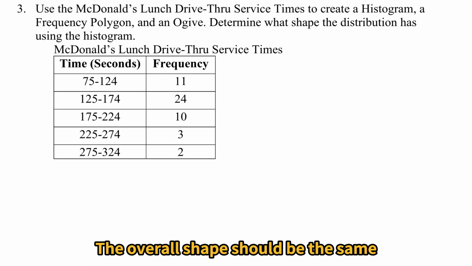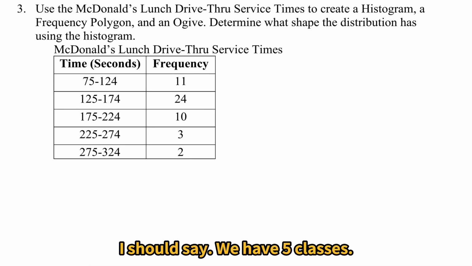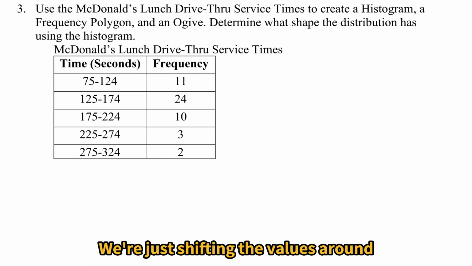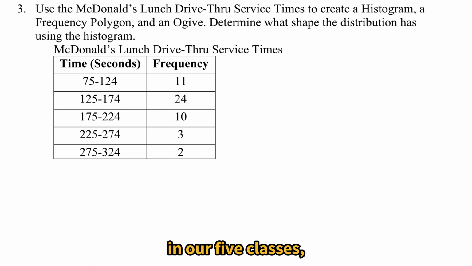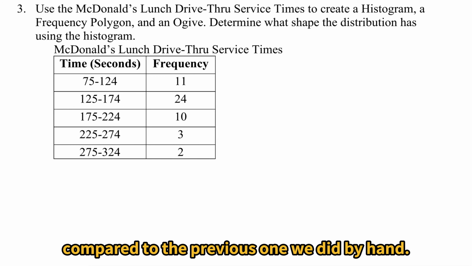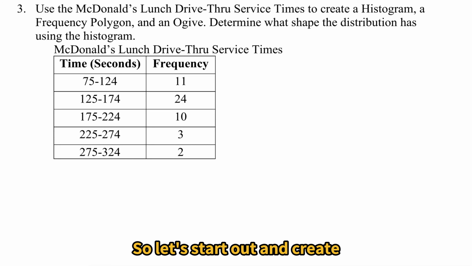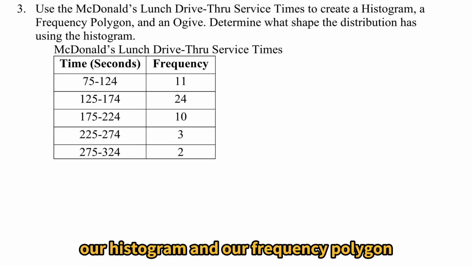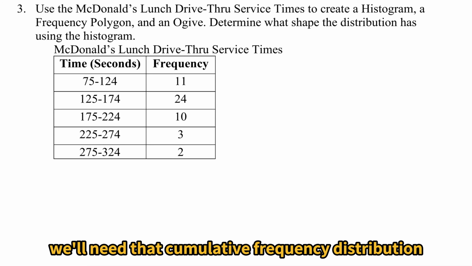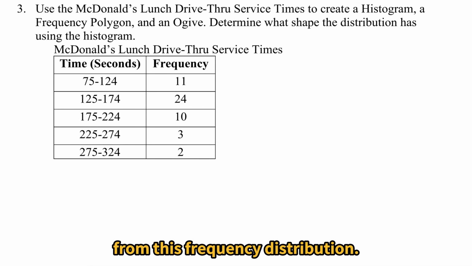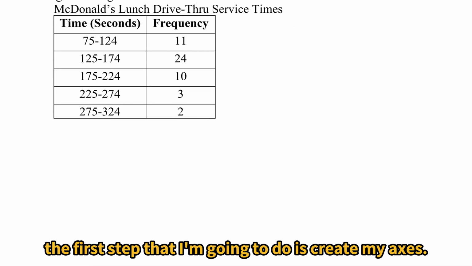The overall shape should be the same, or should be very similar, I should say. We have 5 classes. We're just shifting the values around in our 5 classes compared to the previous one we did by hand. Okay, so let's start out and create our histogram and our frequency polygon, and then to create our ogive, we'll need that cumulative frequency distribution from this frequency distribution. So here we go. The first step that I'm going to do is create my axes.